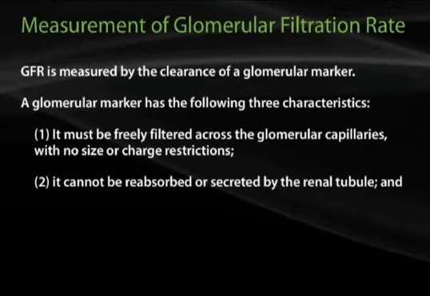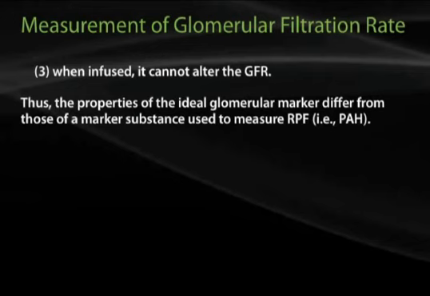1. It must be freely filtered across the glomerular capillaries with no size or charge restrictions. 2. It cannot be reabsorbed or secreted by the renal tubules. And 3. When infused, it cannot alter the GFR. Thus, the properties of the ideal glomerular marker differ from those of a marker substance used to measure renal plasma flow, such as PAH.